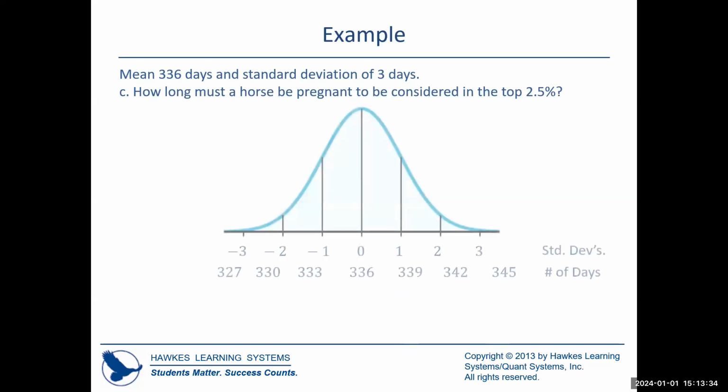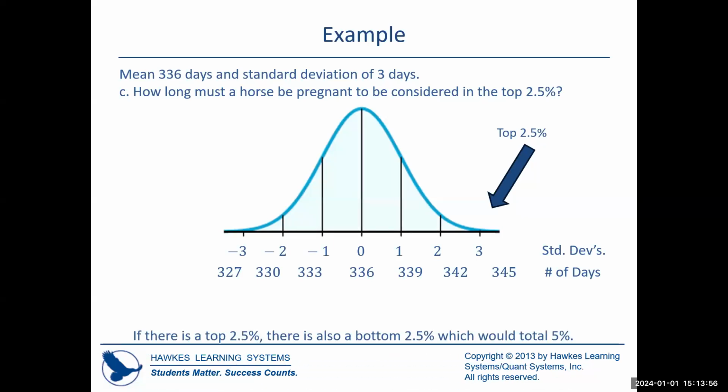And the last one here, we've got how long must a horse be pregnant to be considered in the top 2.5%? Look at the wording here, how long. So how long means how many days. Now, top 2.5%, I hope you all understand, is somewhere on the right side. Just by simple inspection, top 2.5%, somewhere on the right side.